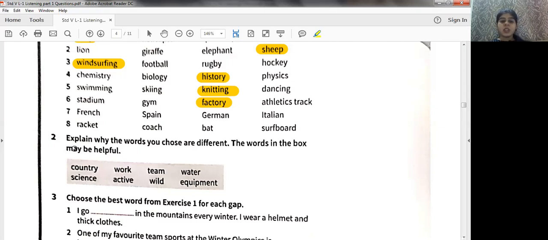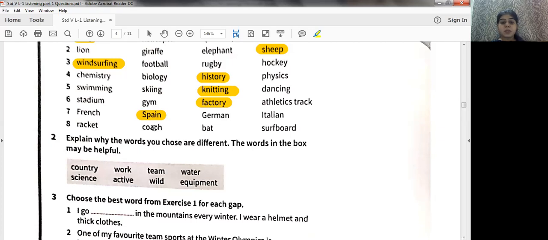Seventh, French, Spain, German, and Italian. So students, which is the odd man out over here? I'll give you the hint. French, German, and Italian are languages which are learned by people. If you have to learn Spanish, what does it become? Spanish. Okay. So Spain is the name of a country over here. The rest are all names of languages which are learned by people.